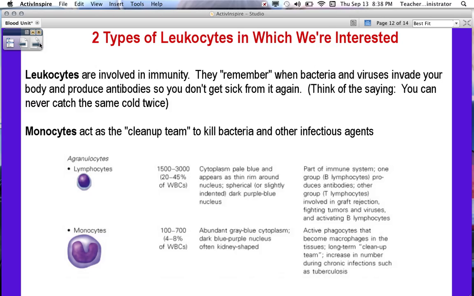And then the other kind we're interested in is called monocytes, and they're kind of more of what we call the cleanup team. And so they can kill bacteria as well, but they're not going to remember it then. They're just going to go clean it up, and they're also going to clean up things like dead cells too.